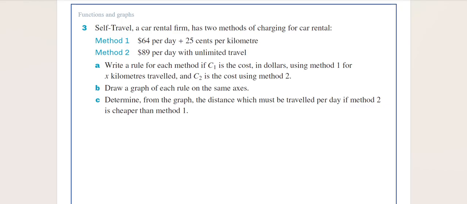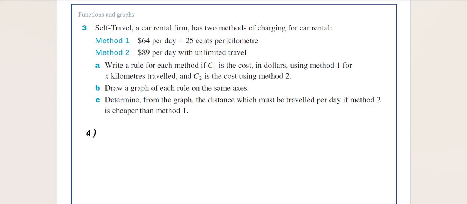So rather than being a hybrid function, this is just 2 different functions, and we're just going to write them out and compare them. So what we're asked to do is write a rule for each method. If C1 is the cost in dollars for using method 1 for X kilometers traveled, and C2 is the cost using method 2. So I'm going to have 2 functions.